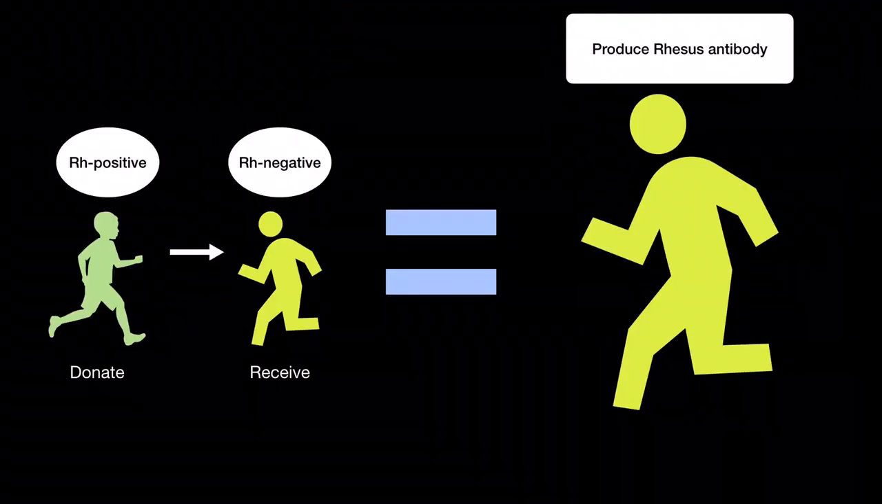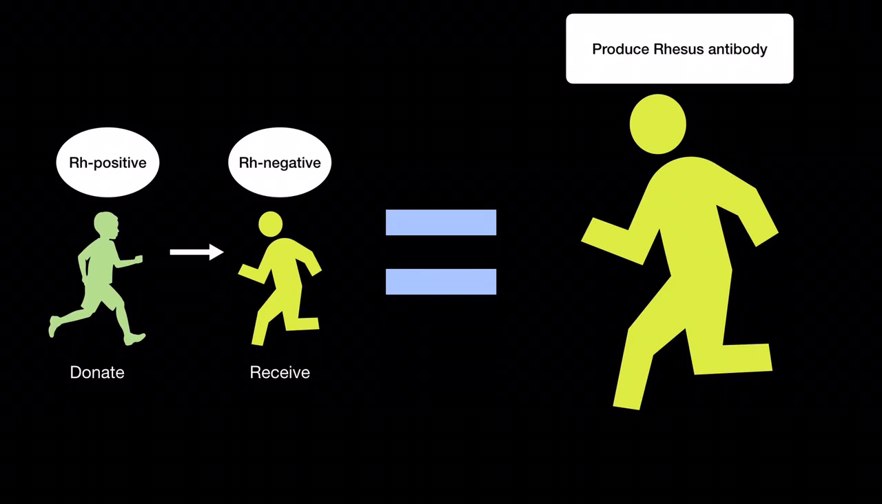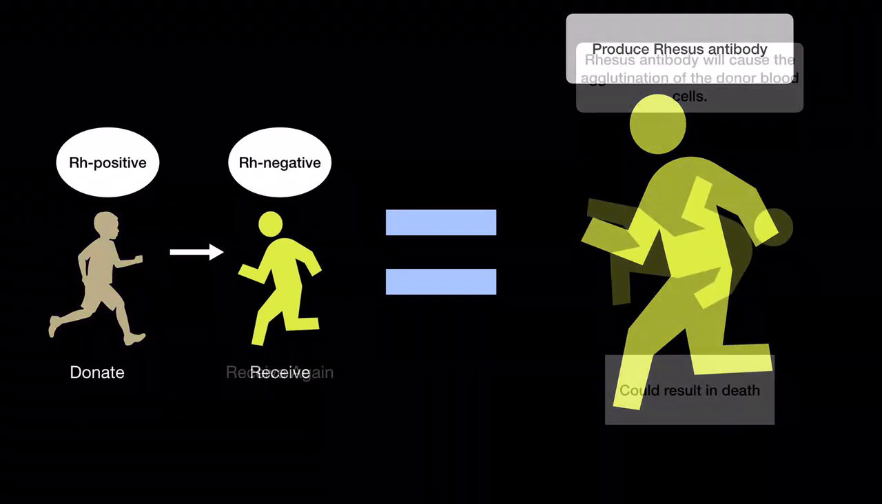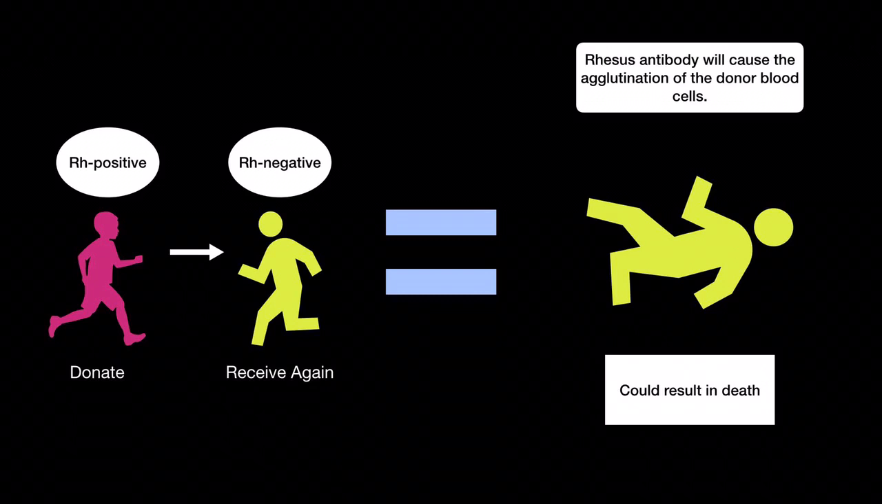If the blood of a Rh positive donor mixes with the blood of a Rh negative recipient, the blood of the recipient will react by producing the rhesus antibody or anti-D antibody. When the recipient receives another dose of Rh-positive blood, the rhesus antibody will cause the agglutination of the donor blood cells. The situation could result in the death of the recipient.